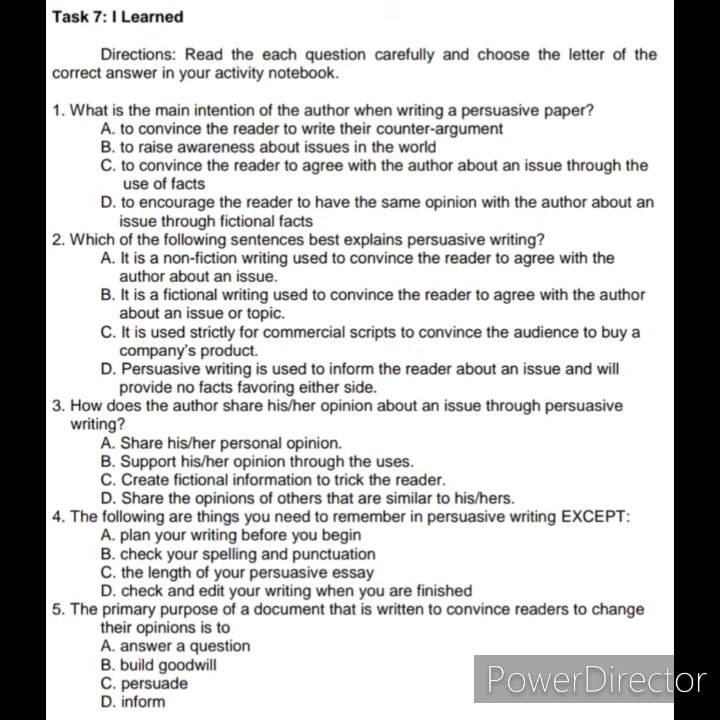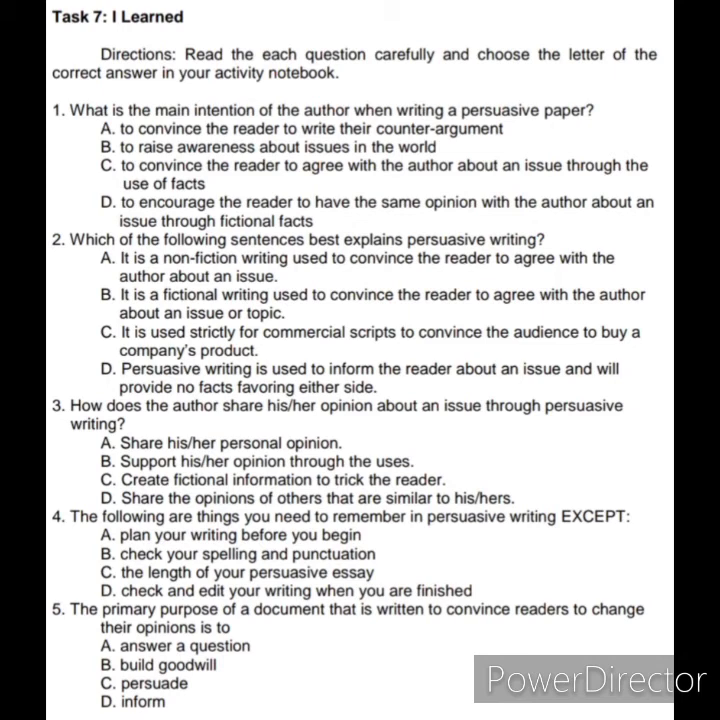Number 3. How does the author share his or her opinion about an issue through persuasive writing? A. Share his or her personal opinion. B. Support his or her opinion through the uses. C. Create fictional information to trick the reader. D. Share the opinions of the others that are similar to his or hers.